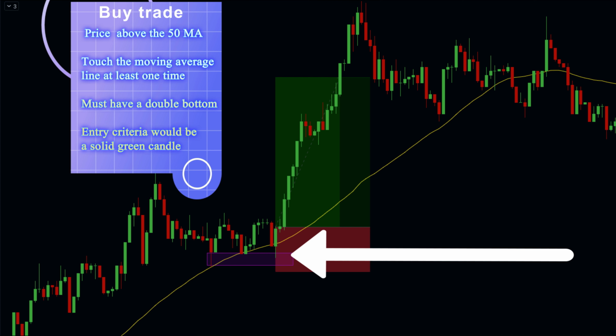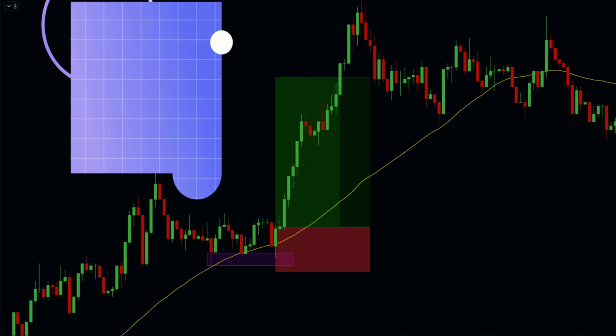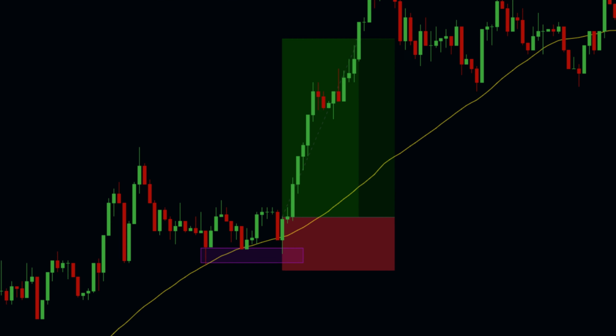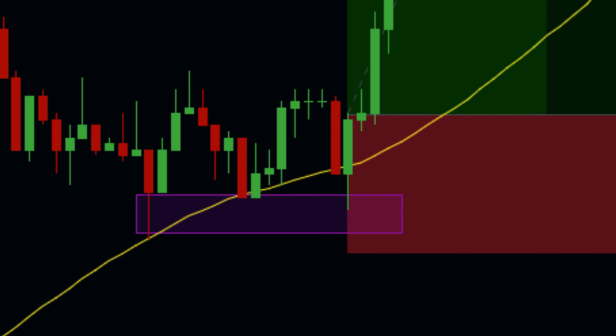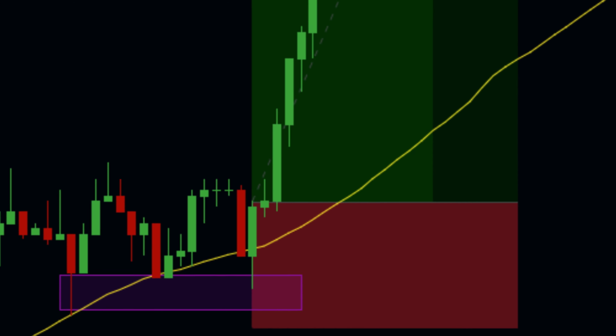When all these criteria are met, we only need the entry criteria before entering into the trade. This entry criteria would be a solid green candle that indicates a further uptrend like this one. We would place a trade like this with the stop below the swing low and with a very good risk to reward, and this trade went up as forecasted.